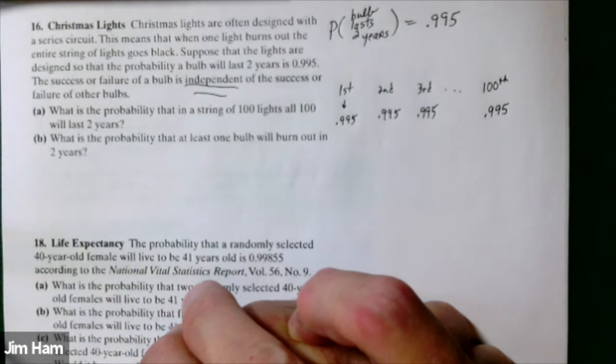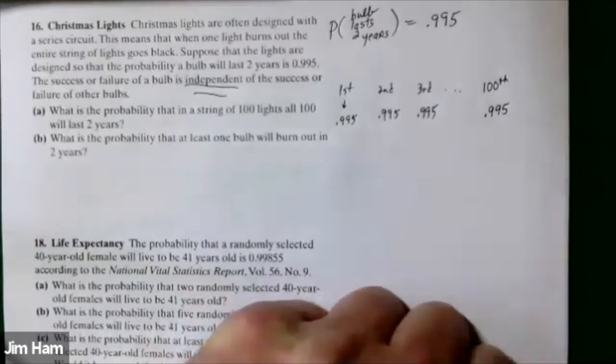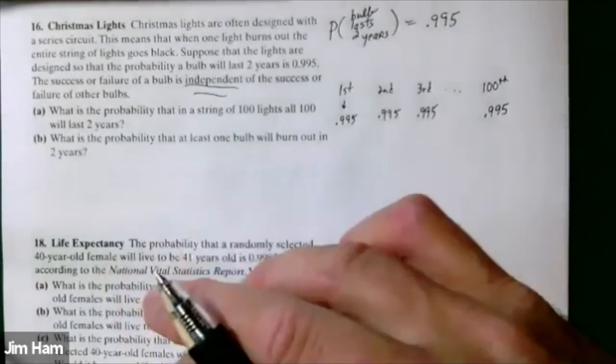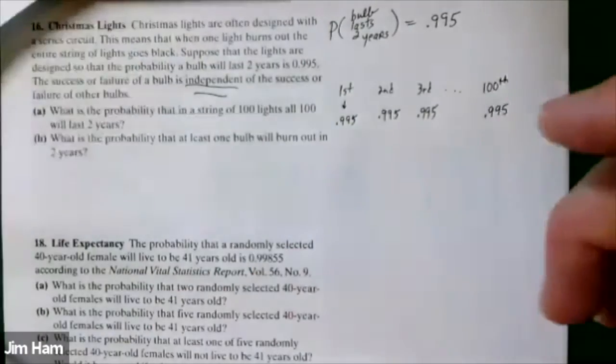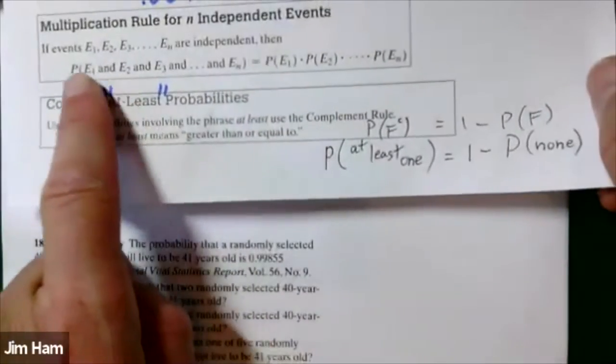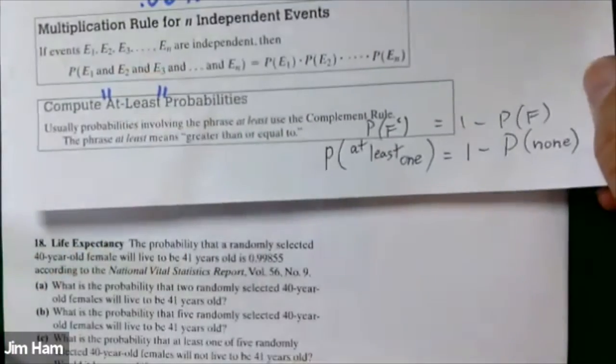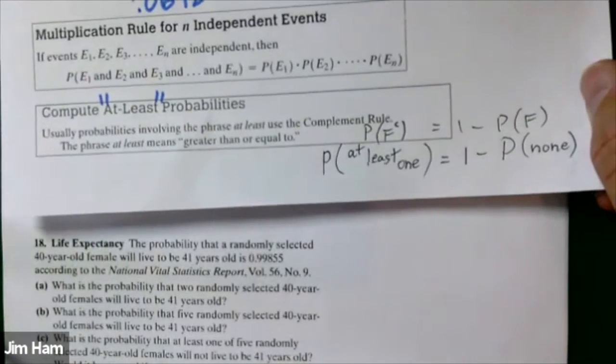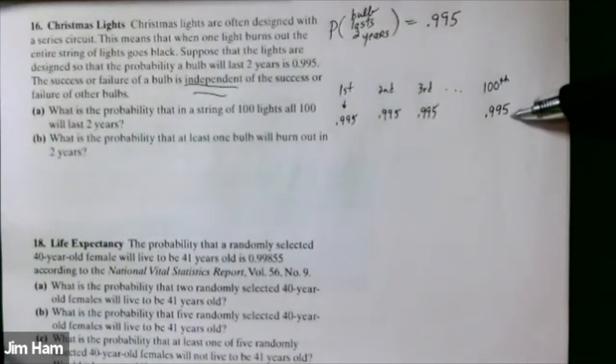So we're calculating the probability that all bulbs will still be active after 2 years, because that's the only way that the whole string will be active after 2 years. So when we know there is independence, we can apply this rule. And our n in this case is 100. So we're going to multiply 100 probabilities of this kind, 0.995.